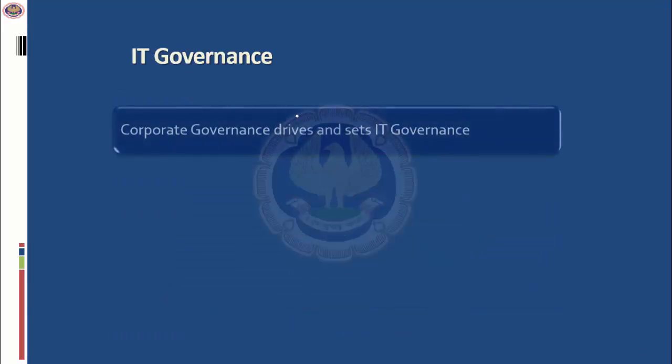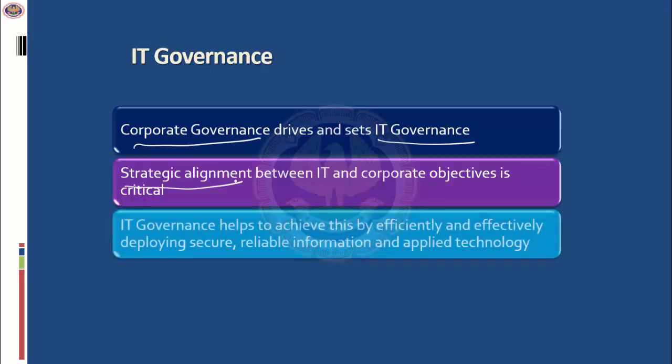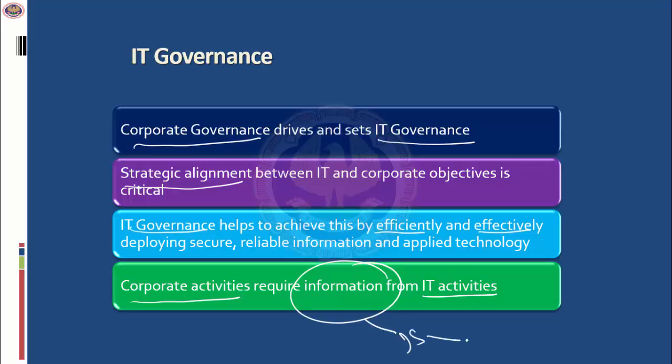Now let's look at IT governance again. Corporate governance is at the top from a corporate perspective, and this has to set how IT is governed within the enterprise. And there has to be strategic alignment between the IT and the corporate objectives. This is critical for ensuring success. And IT governance will help to achieve this by effectively and efficiently deploying information systems which are secure and reliable. And corporate activities, what is performed, are resultant of the IT activities, because you require information, and this information comes from the information system, and this information system is run on information technology.